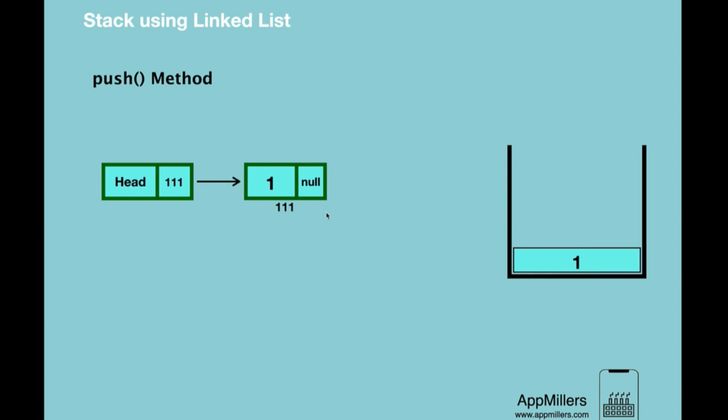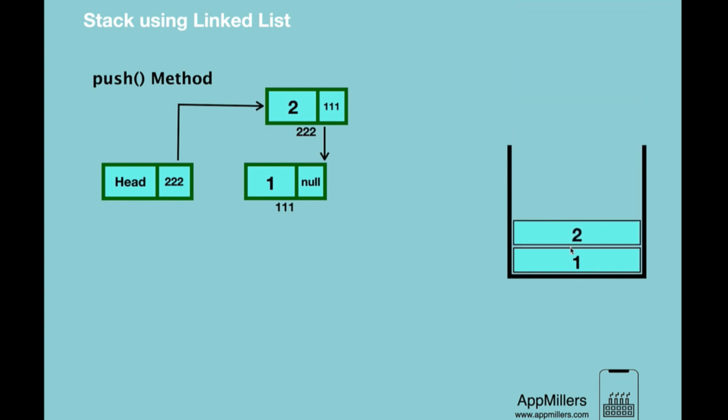And right now, the next pointer of this node is null, because there is not any node after this node. So let's push one more element to this stack. In this case, we need to update the next reference of this node to point to the first node. And we know the physical location of the first node is 111. So we update the next reference of this newly inserted node to 111. Then we need to change the head reference to point to this node. So we are updating the head reference to the physical location of the new node, and the link between head and the previous node will be destroyed. By doing this, this element is inserted to the stack on top of the previous element.